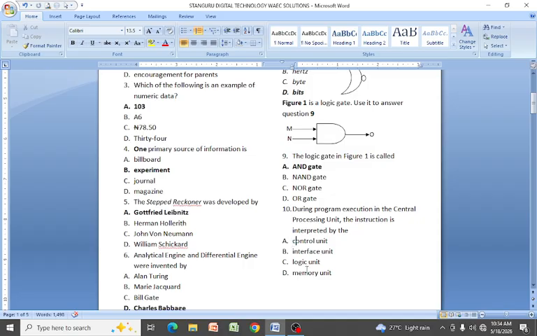Why am I not choosing B as interface unit? Because its own function is to handle communication. And I can never choose C, which is logic unit, because its own function is to perform arithmetic and logical operations. I'm not choosing memory unit because you know the meaning of memory. Memory unit means to store data. So that is why I'm choosing option A as the correct answer. Option A is the correct answer because it's the one that fetches information.